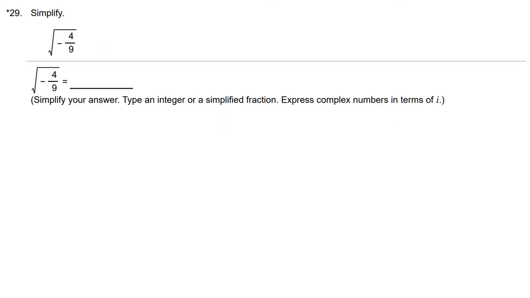Number 29, we have a square root. This one isn't too bad because we can square root the top, and again, I'm ignoring the negative for a second, and square root the bottom. And then we also have to square root -1. If I do all those pieces, what I'm going to end up with is i times 2 over 3. Or you might rather have this as 2/3 i.